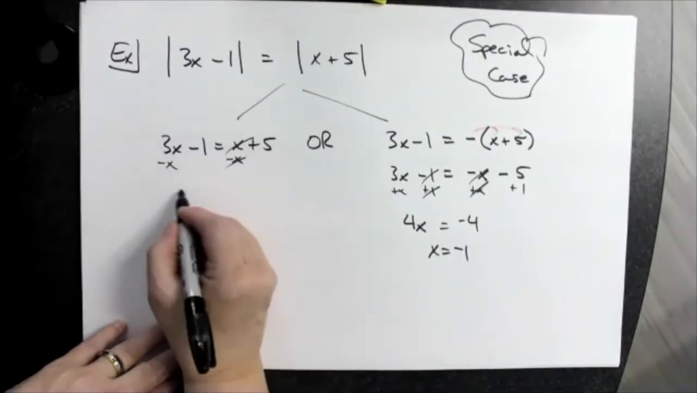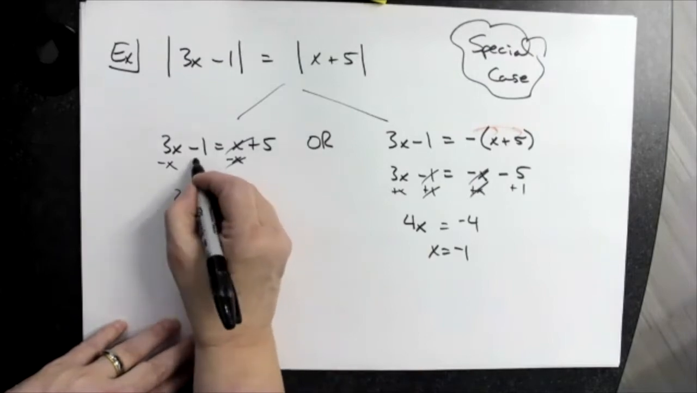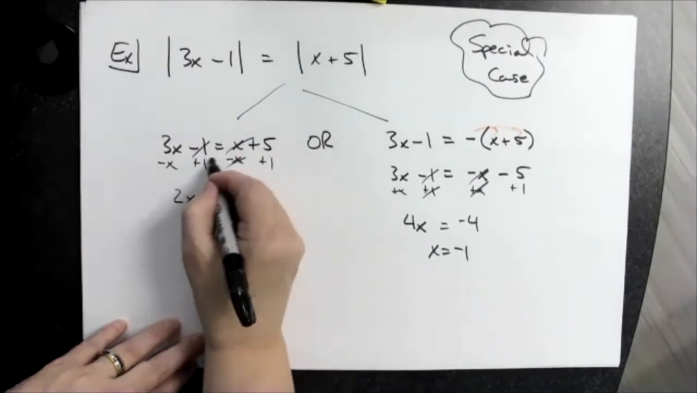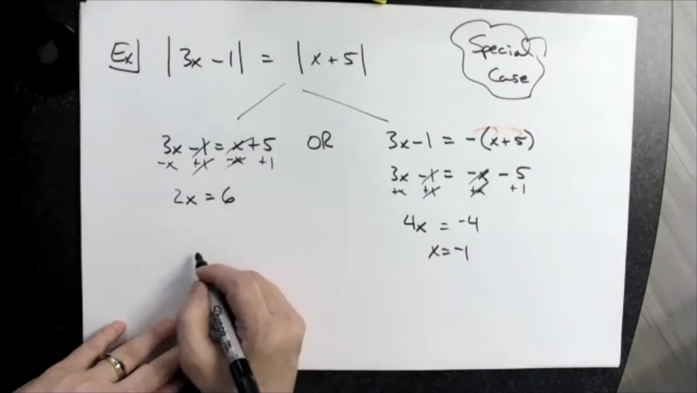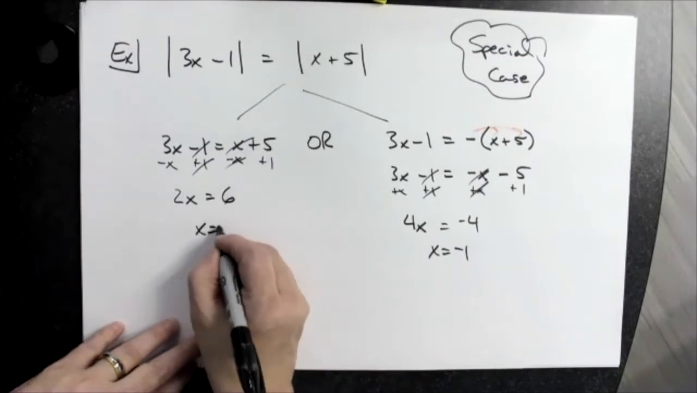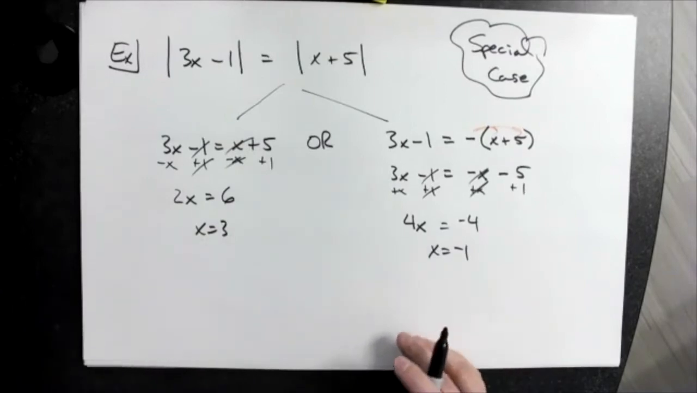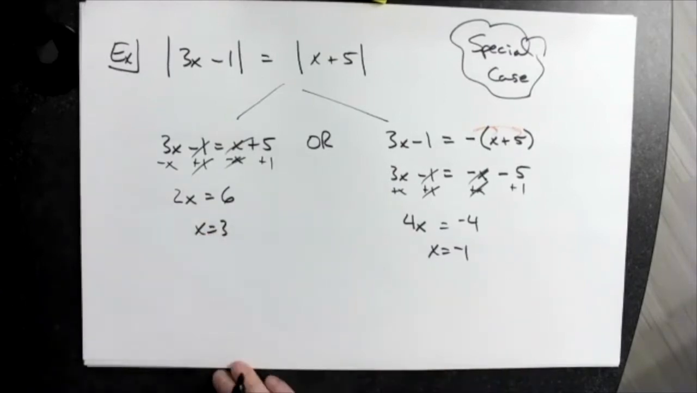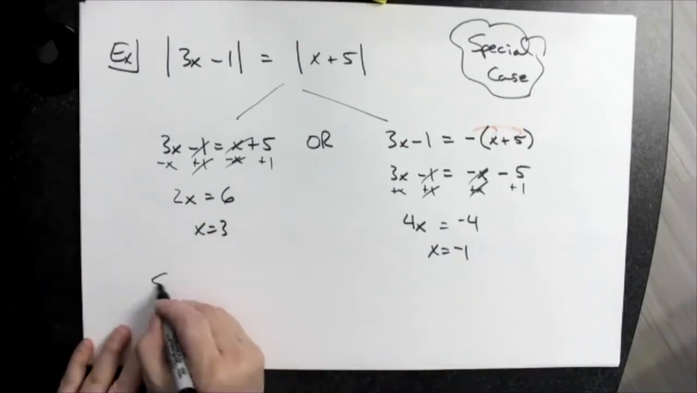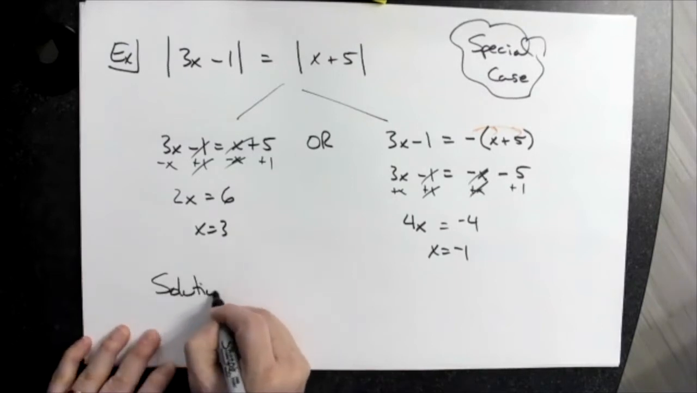That'll give me a 2x. Add 1 to both sides. That's a 6. So then I get x equals 3. All right, again, if I were writing it in an Algebra 2 class, I would probably leave it like that with the word "or" in between, but we want that solution set.